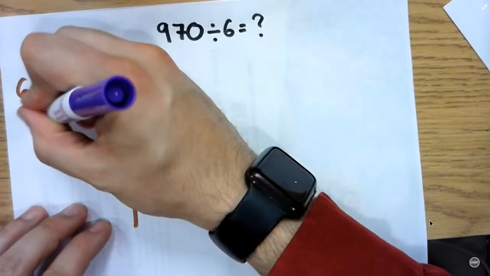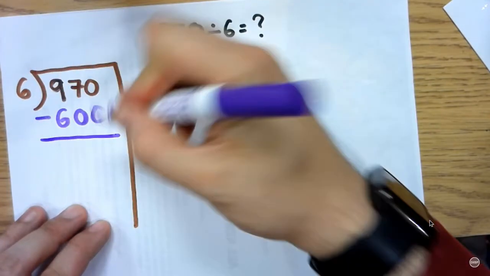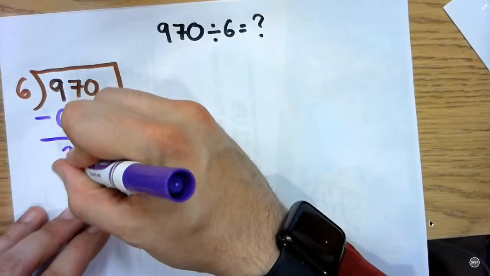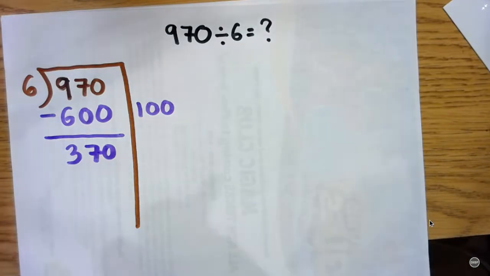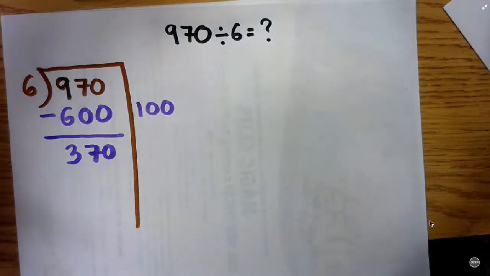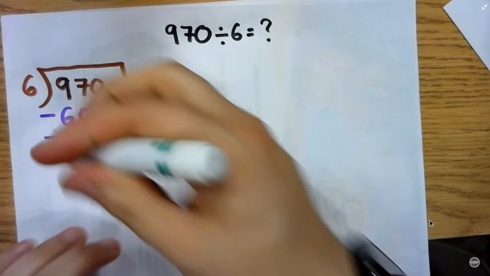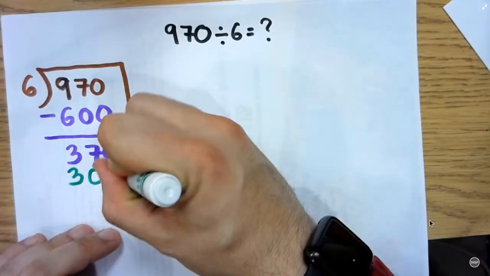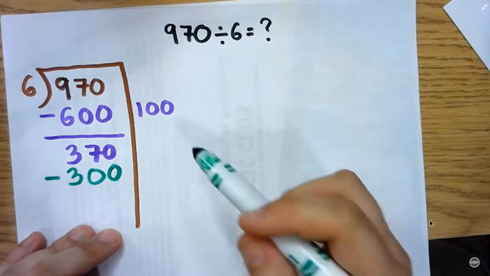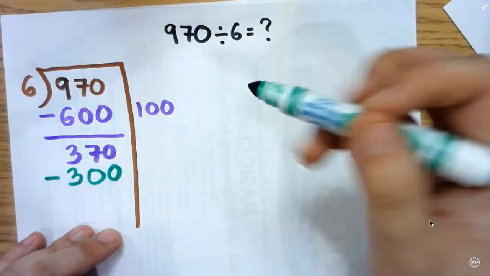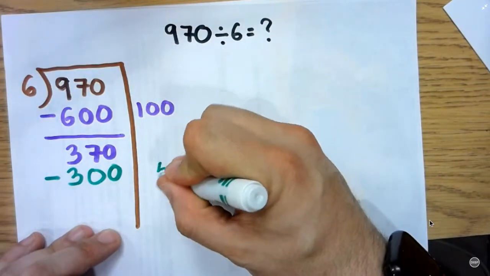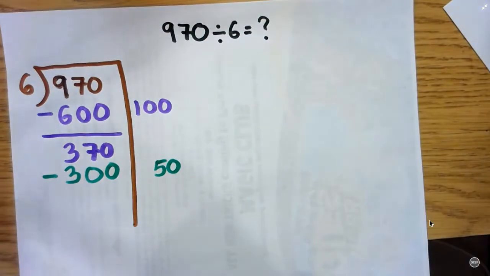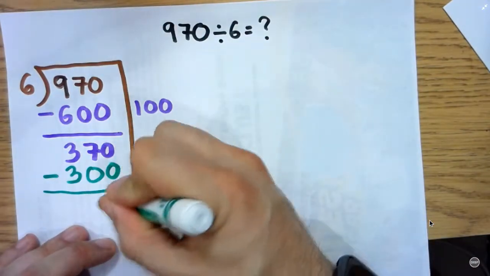Let me do my subtraction. Subtraction sign goes right there. And I've got here 370 left. I can't take out another 600, but maybe I can take out 300. All right, so right here, I'm removing another 300. Well, I know that 6 goes into 30 5 times, so 6 goes into 300 50 times. So if I do my subtraction here, 0, 7.